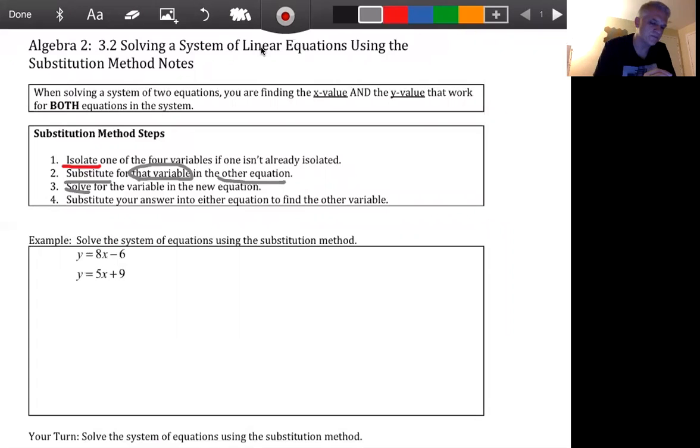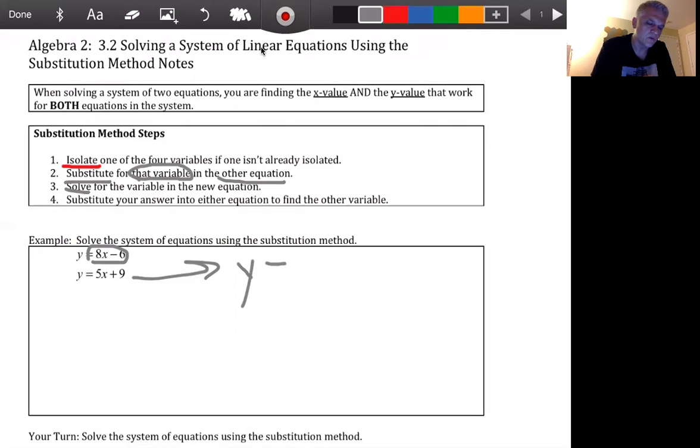So let's do this one. Okay, I see right out of the bat, there's a y equals. This one's isolated. I am going to take this y and I'm going to substitute wherever that y is in the second equation. Okay, in the second equation, right? I'm going to substitute that 8x minus 6.